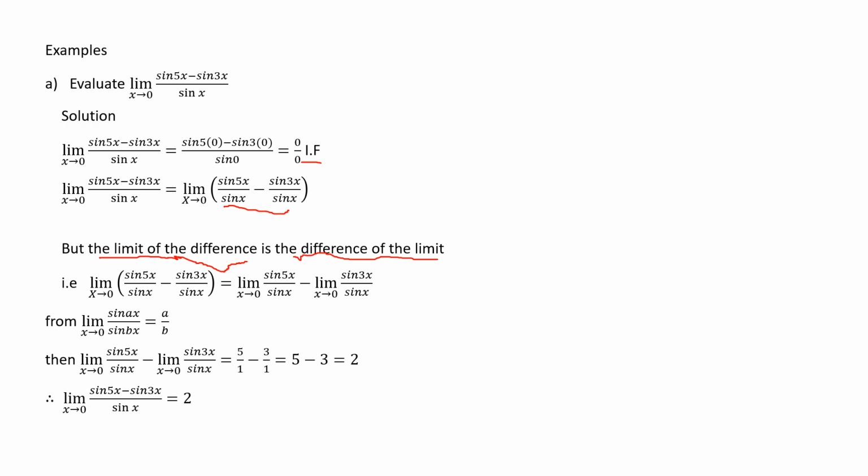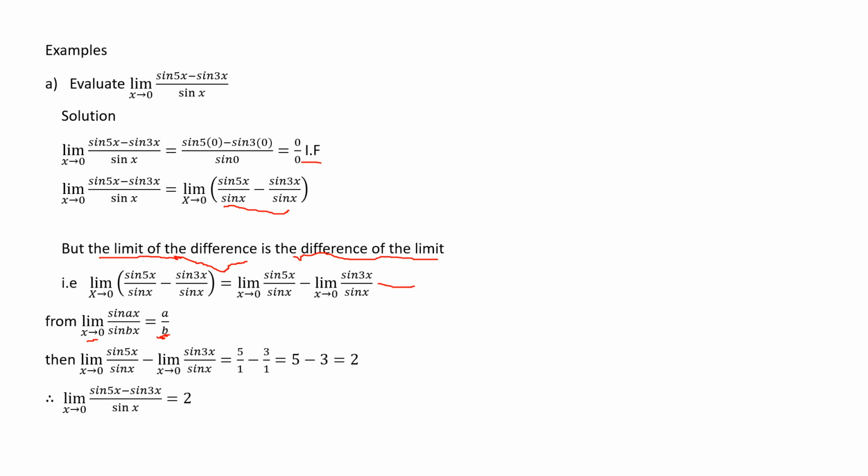But from this property, which says that the limit as x tends to 0 of sine ax over sine bx will be equal to a over b, when we refer it to our limit here, it will be the limit of sine 5x over sine x minus the limit of sine 3x over sine x as x tends to 0.